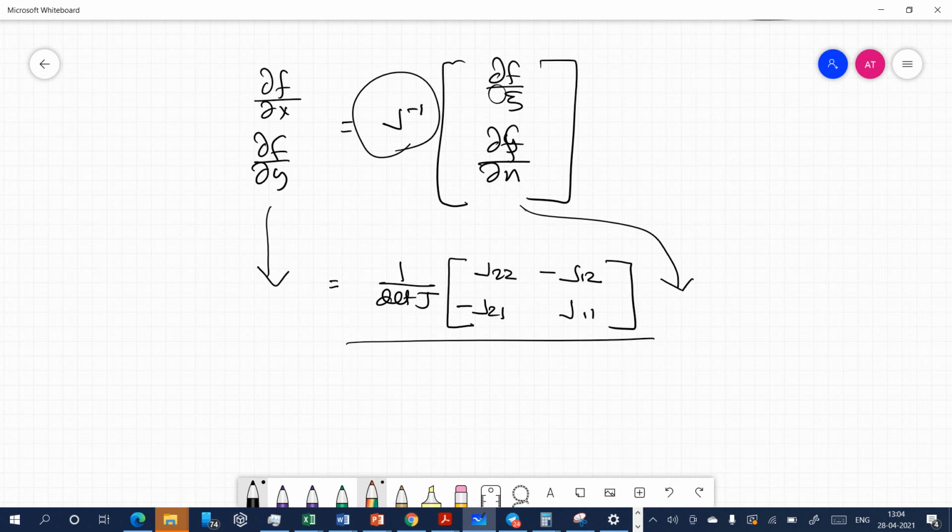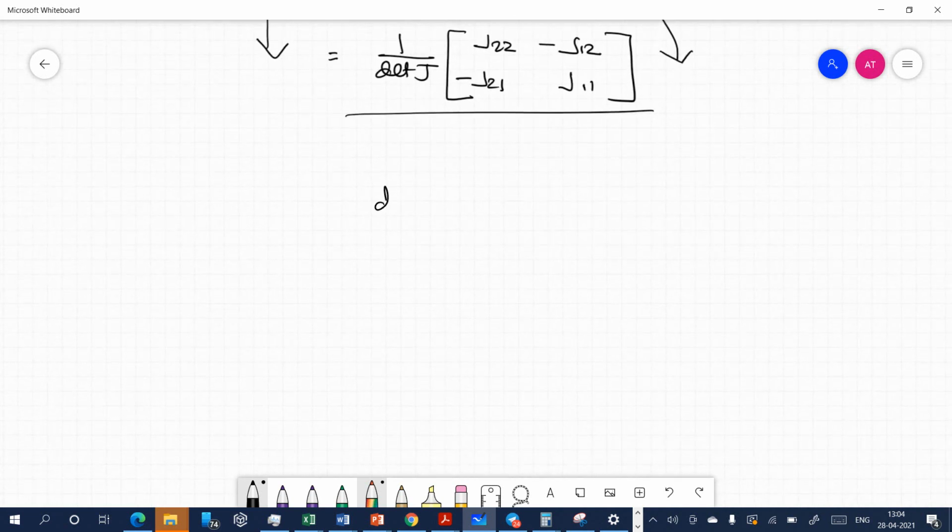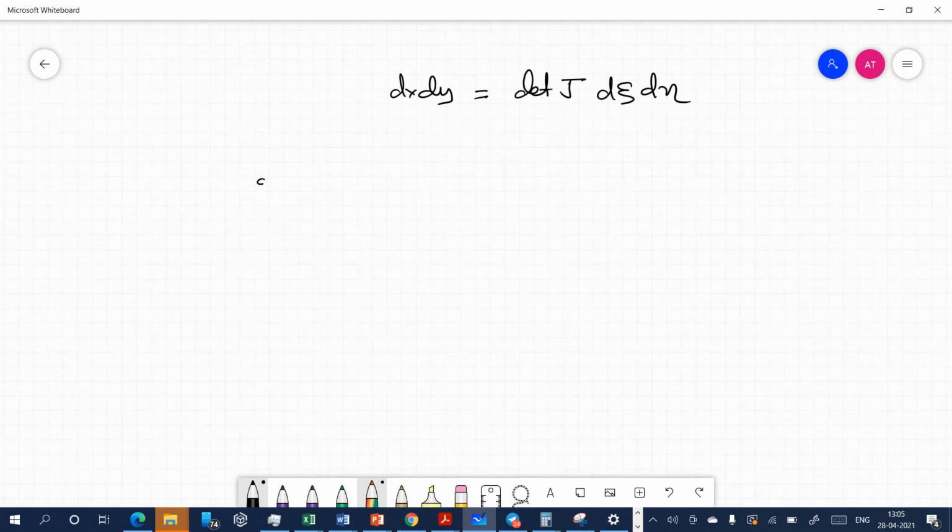Okay, if I have to find the relation of the area dx dy, then that relation is simply given by the determinant of the Jacobian matrix into d zeta d eta, and this we have seen before, right? And in 3 dimensions of course d psi will also be there. So dx dy dz will be determinant of Jacobian, d zeta d eta and d psi. Okay, so that is our relationship.